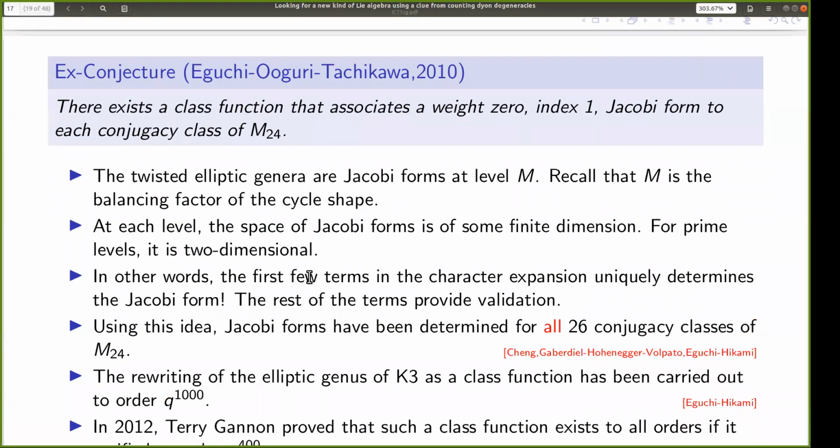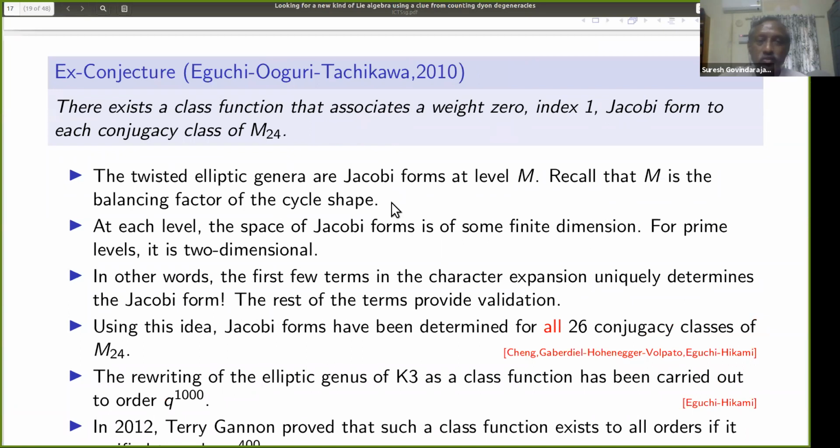So Eguchi, Ooguri, Tachikawa in 2010 had this beautiful paper, and they showed that there's also a connection with mock modular forms, but I'm going to state it in a very simple, practical way. The thing here is that there exists a class function that associates a weight 0 index 1 Jacobi form to each conjugacy class of M24.